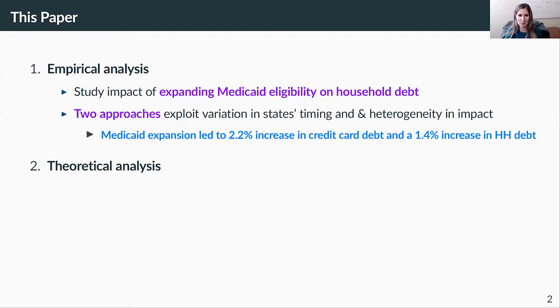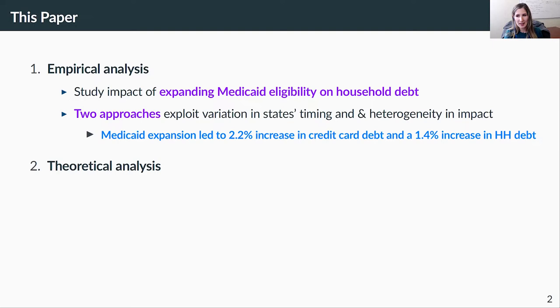From these analyses, what we estimate is first that expanding Medicaid under the Affordable Care Act led to a 2.2% increase in credit card debt for US households. And we find a 1.4% increase in a broader measure of household debt, which is comprised of credit cards, auto debt, and also mortgage debt as well. This positive effect of expanding social insurance on debt is consistent with either the credit demand or the credit supply channel that I mentioned before dominating and being first order in shaping the equilibrium outcome.